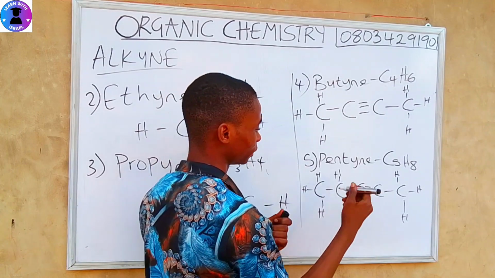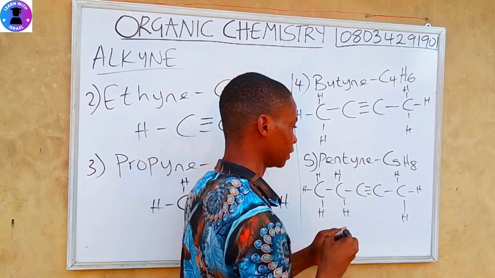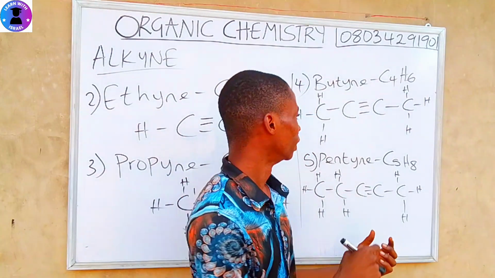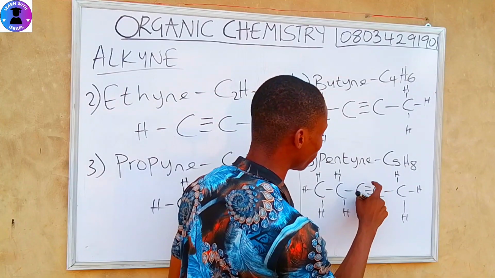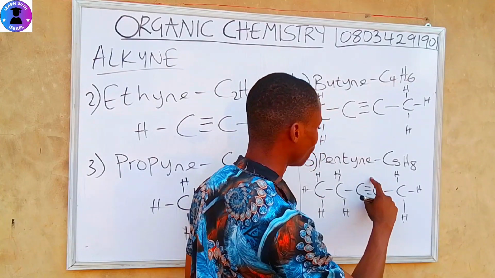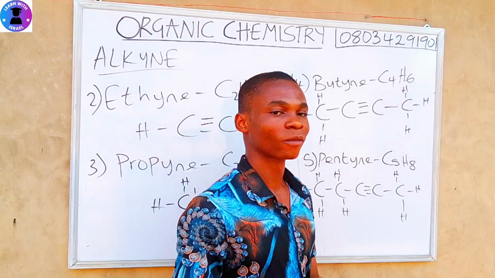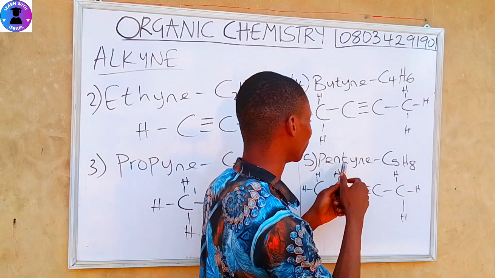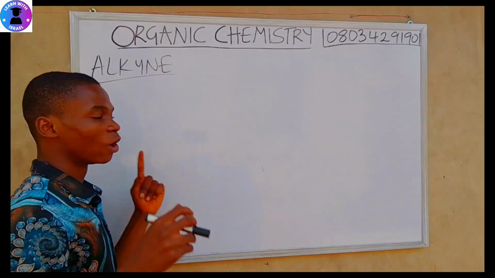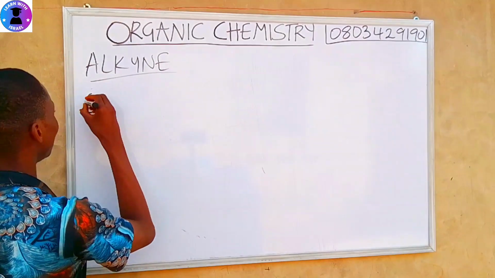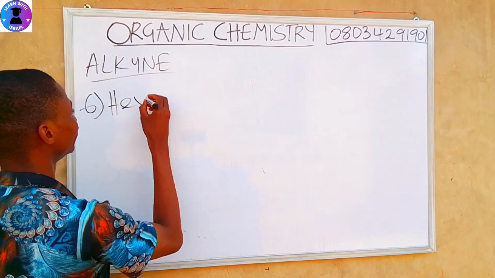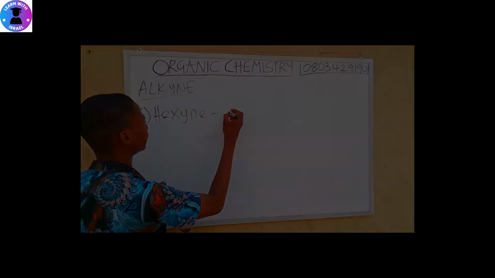You can see this. Is it complete? Yes, it is complete. You don't have to tamper with this one bonded with the triple bond. And adding another triple bond there makes it incorrect. Once you add another triple bond there, it will not be called pentane again. So let me solve one more, which is hexane, before we move to physical properties of alkyne.